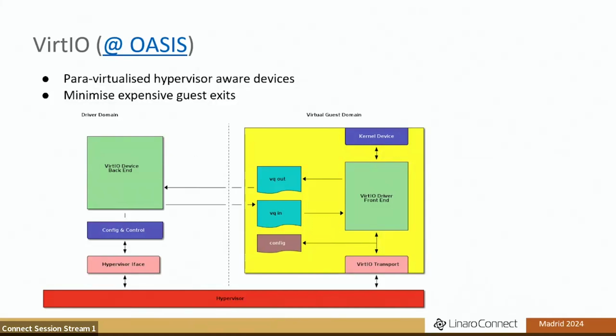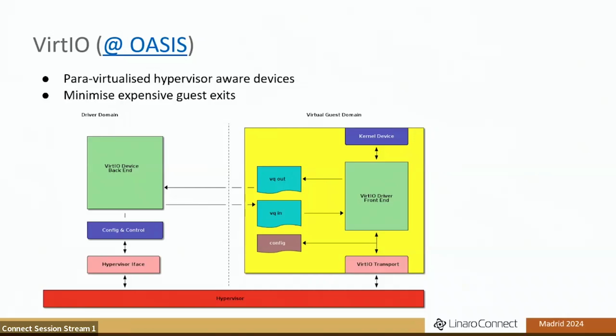VirtIO is a hypervisor aware para-virtualized device specification. So it's an open specification defined by the folks at Oasis, and it's specifically designed to run on hypervisors with a device model that's designed to make sure that you have minimized the number of expensive guest exits you have to take into the hypervisor. Because although hypervisors try to be as efficient as possible, every time you exit into the hypervisor, that's several context switches.